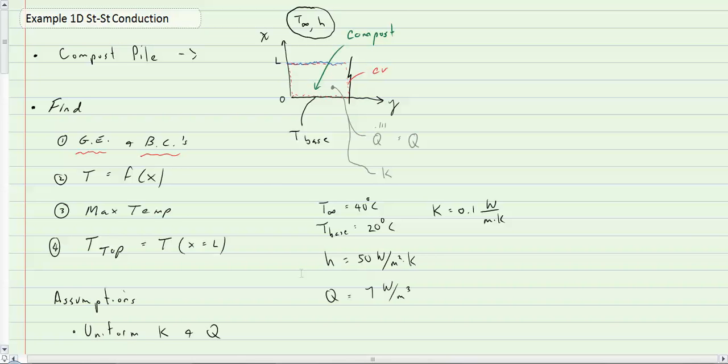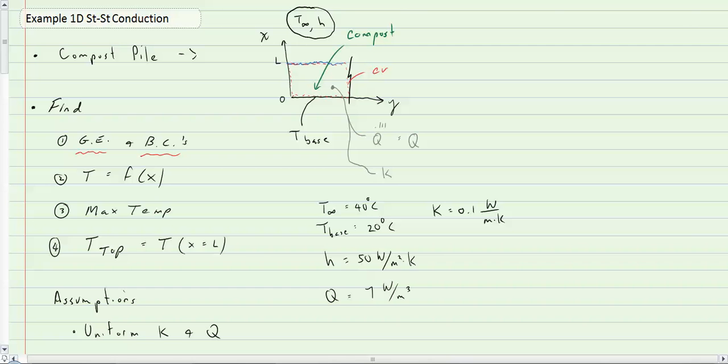And what we're going to do is look for the following four items: governing equations and the boundary conditions. We're going to discover the temperature as a function of x, and we're going to look for the maximum temperature and the temperature at the top of the compost.